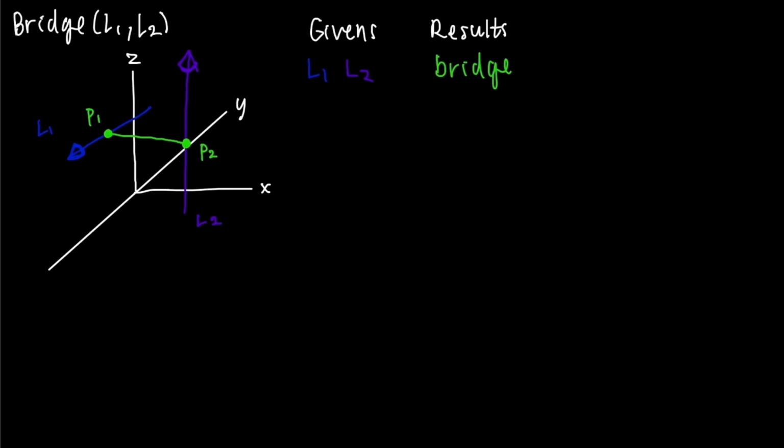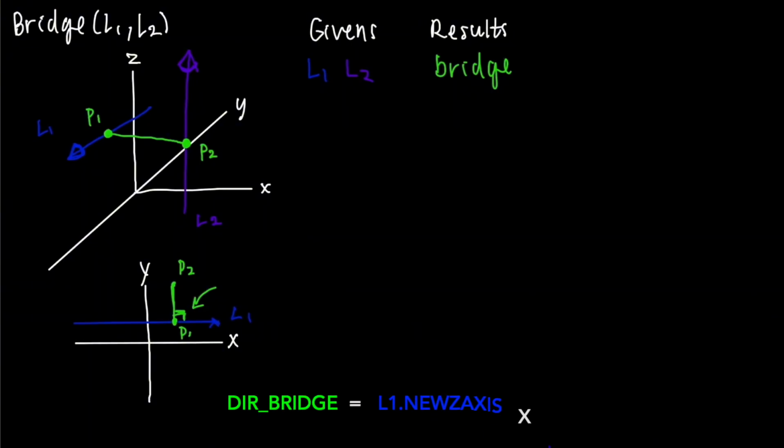Let's quickly look at the visual again and take note of the direction of the bridge. If we project this onto 2D and focus on just L1 and the bridge, we see that they're perpendicular. The same thing goes for L2, so now we know that the bridge is perpendicular or orthogonal to both lines. And how do we find a direction vector orthogonal to 2 given directions? That's right, cross product.